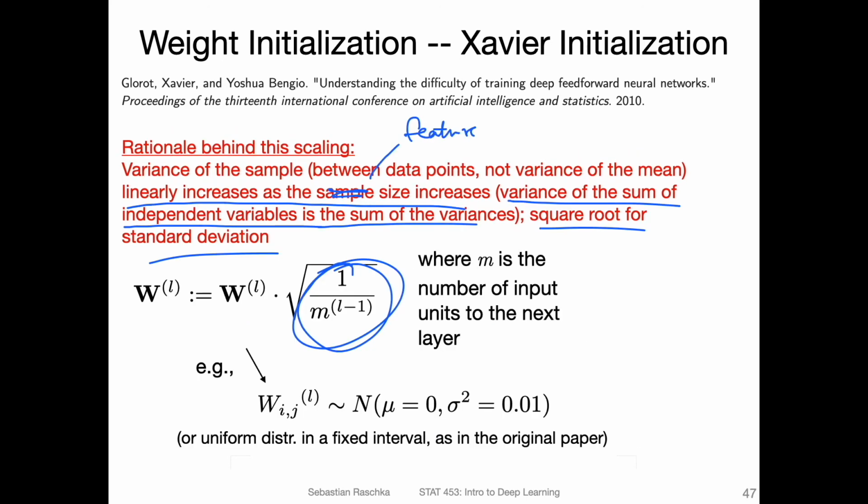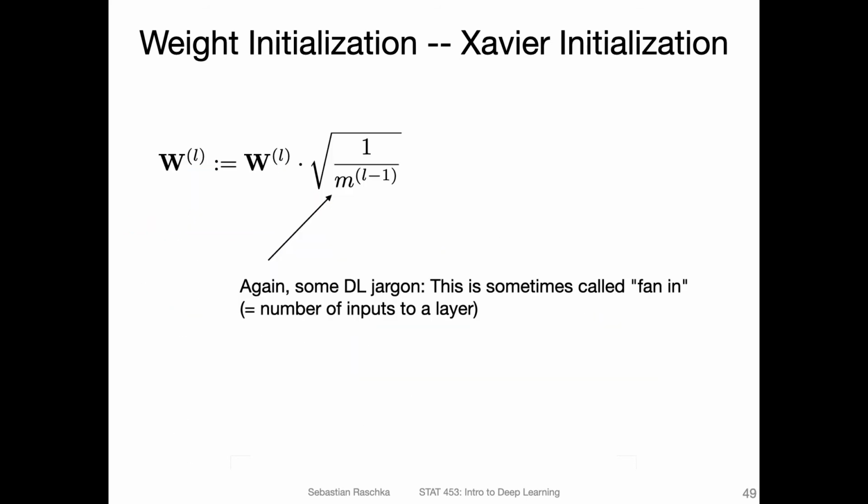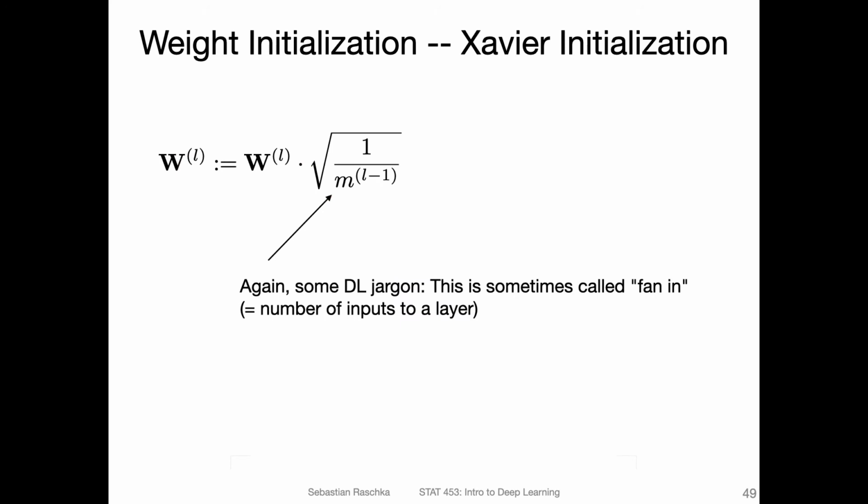And since the square root is for the standard deviation here. All right, but don't worry about it too much. It's essentially a scaling factor. You can think of it more broadly as a scaling factor that accounts for the number of features that goes into a given layer. So that's the main message here, that we take into consideration the number of features.